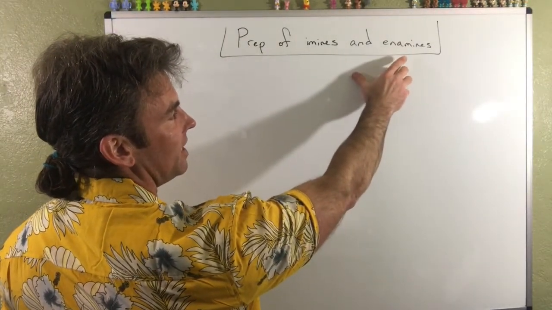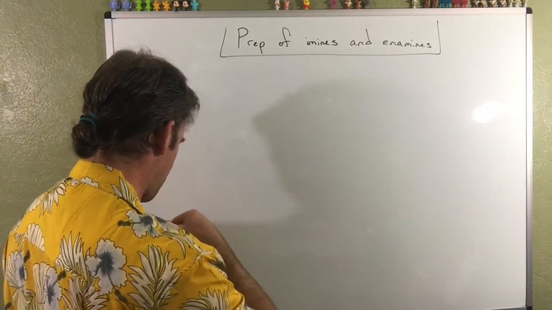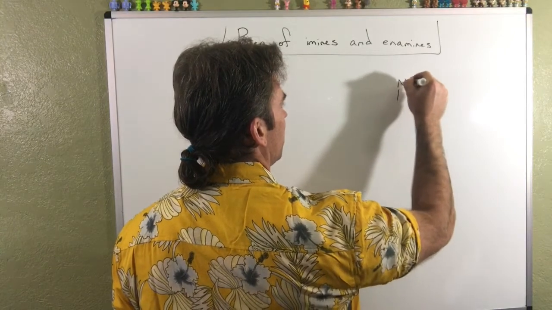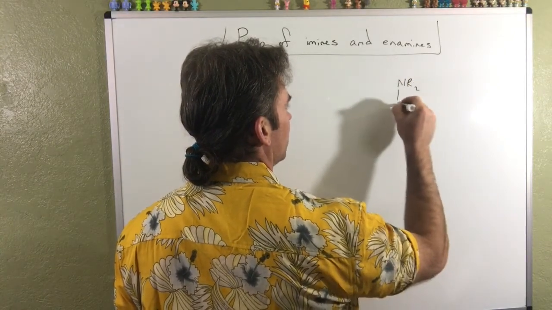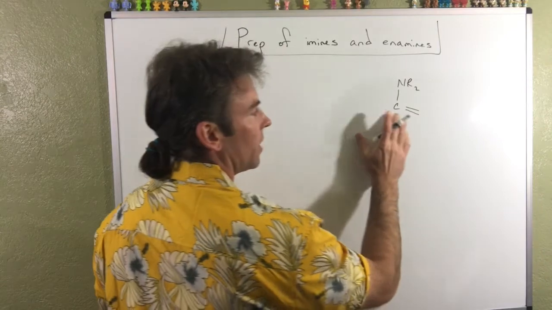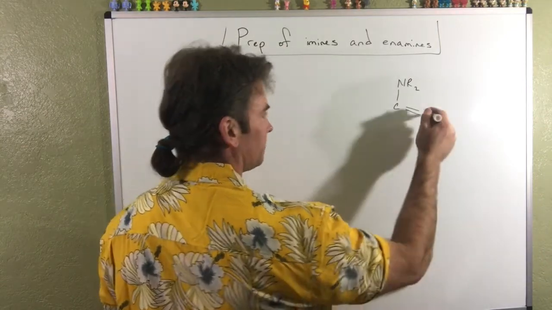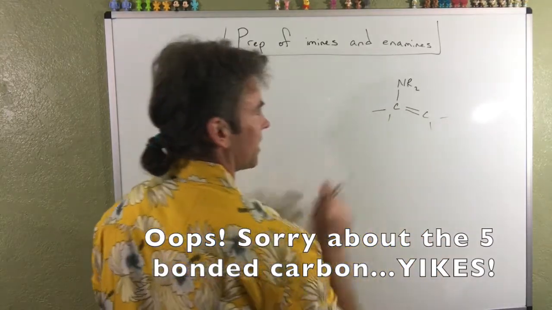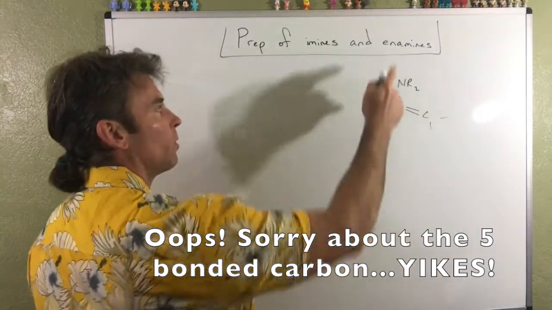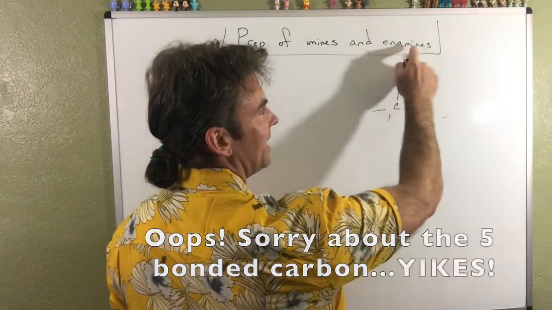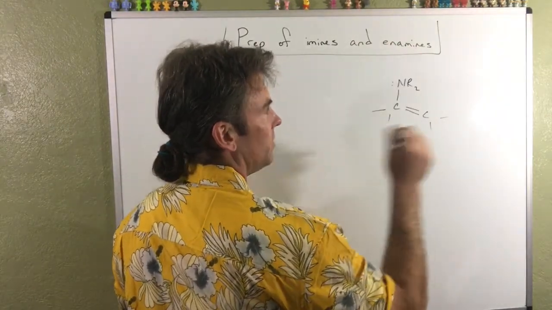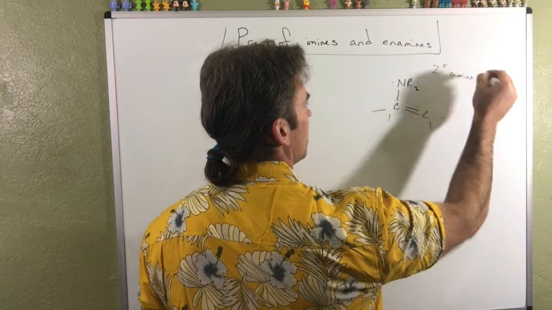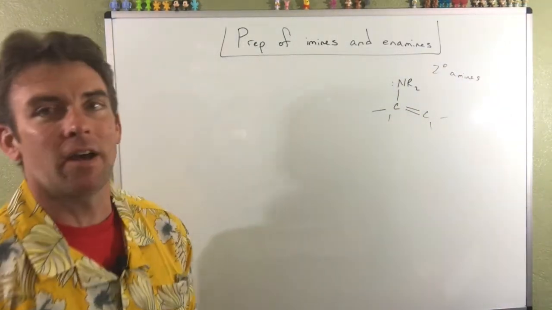So an enamine is specifically going to have a structure where you've got some sort of amine group directly attached to a carbon that itself has a double bond. And then of course you have whatever else you want connected out here. So the way that we're going to produce these enamines is going to be with secondary amines attacking some sort of aldehyde or ketone, right?